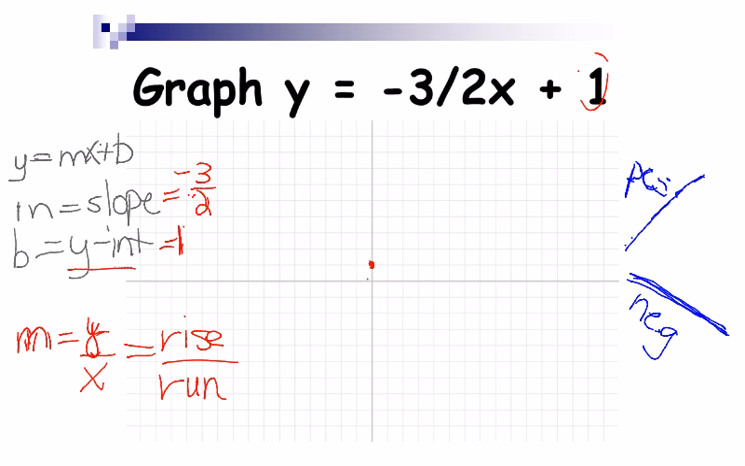So rise over run. I'm going to do rise is going to be down 3, 1, 2, 3 over 2. Okay? If I want to go backwards, I can go up 3 over 2. But as long as my line looks like a negative line, then I'll be okay. I always just look to see if I have a negative slope right here, then it has to be a negative line. And that's how you graph a linear equation.